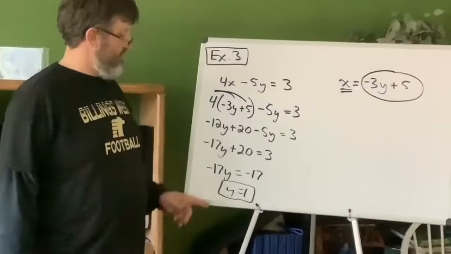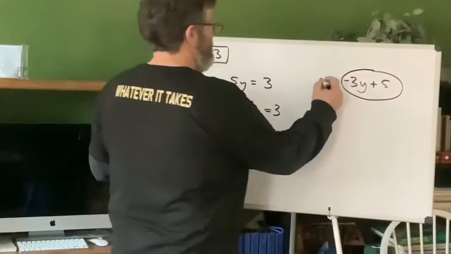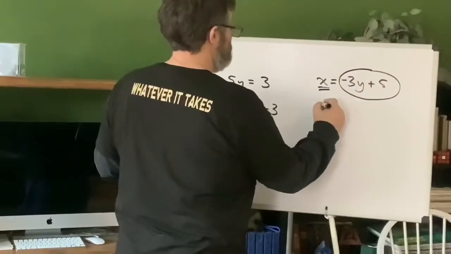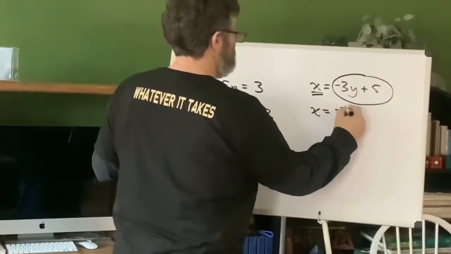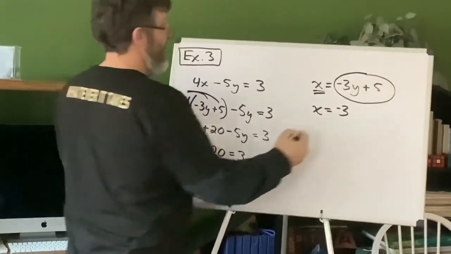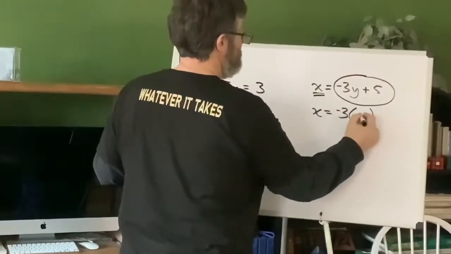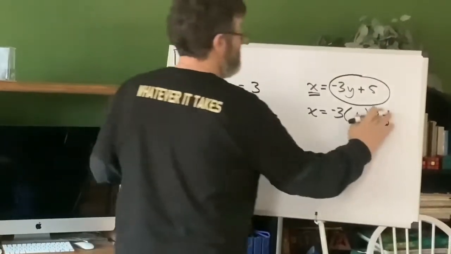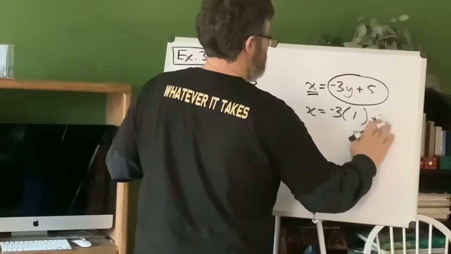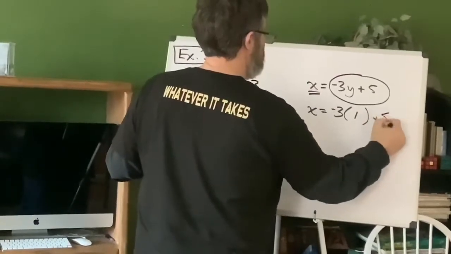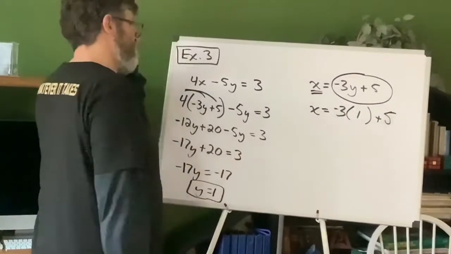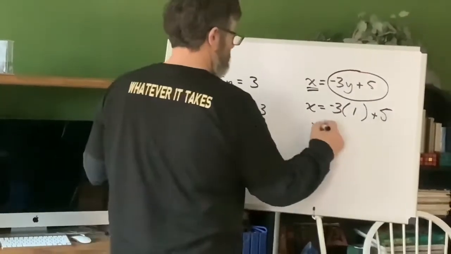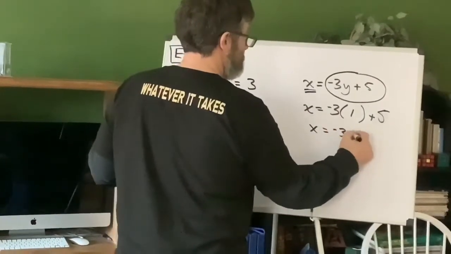All right, so here we go. x equals negative 3. y comes out of the game. Plus 5. Wow, how about that? Okay, well, negative 3 times 1 is negative 3. Plus 5.